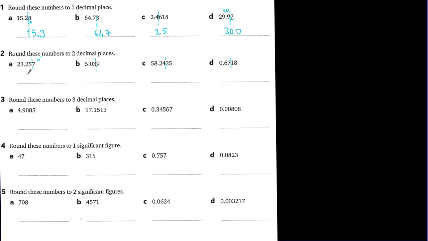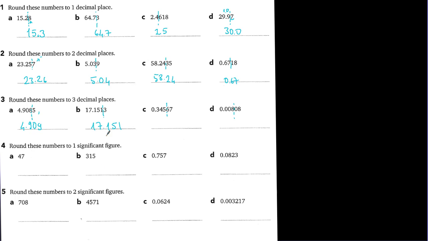So if it is greater than 5, the answer is going to be 23.26. Here it's going to be greater than 5. The 9 is greater than 5. The answer is going to be 5.04. And this is going to be less than 5, 58.24, because this number 3 is less than 5.